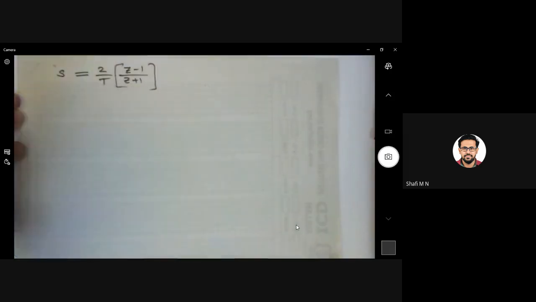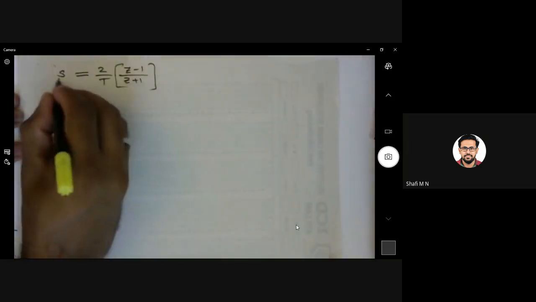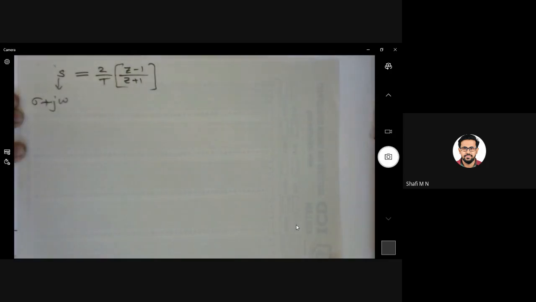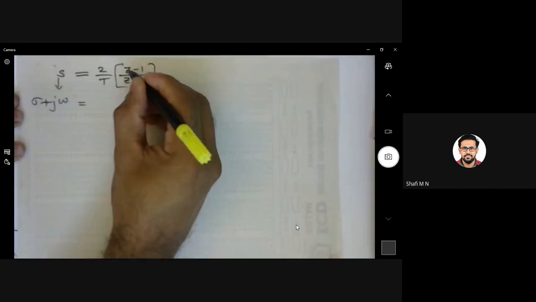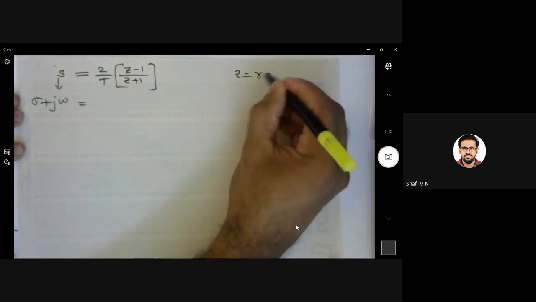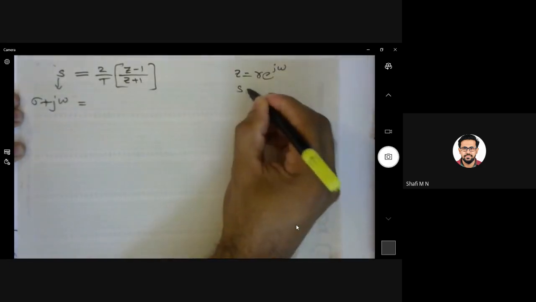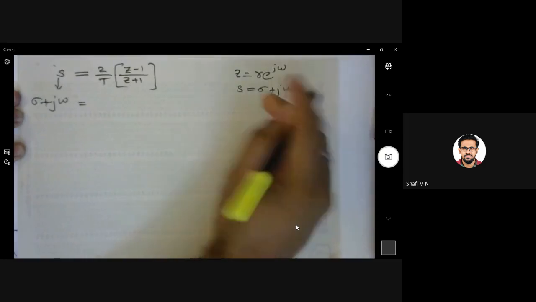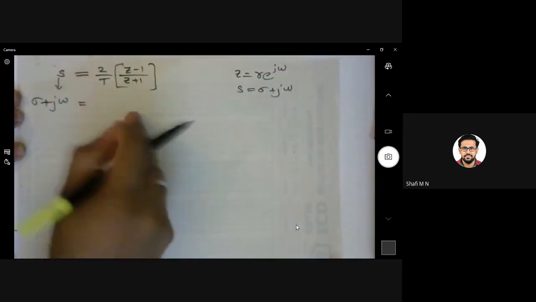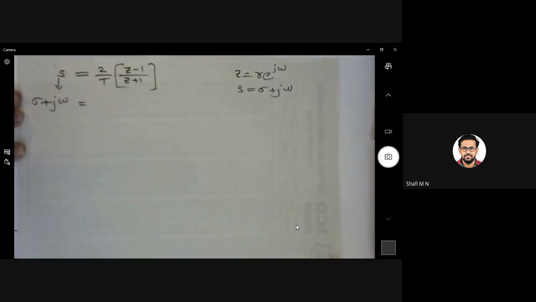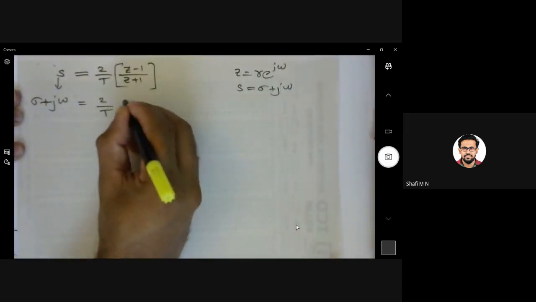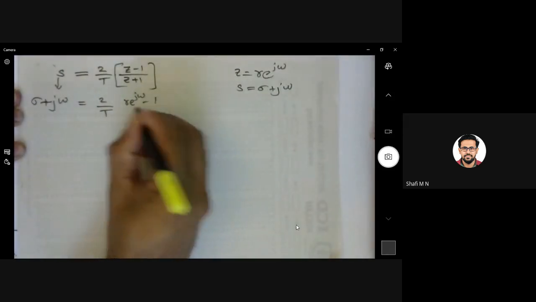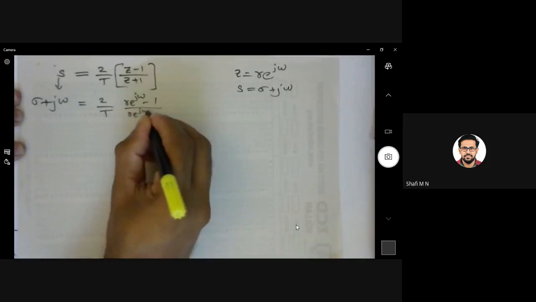So this is a substitution that you are using. So actually s implies sigma plus j omega. That is what s is. And what is z actually? z is r e raised to j omega. And s was sigma plus j omega. I'm going to make a comparison between these two: what happens with my sigma, omega and all those things. So this is 2 by T into (r e raised to j omega minus 1) divided by (r e raised to j omega plus 1).